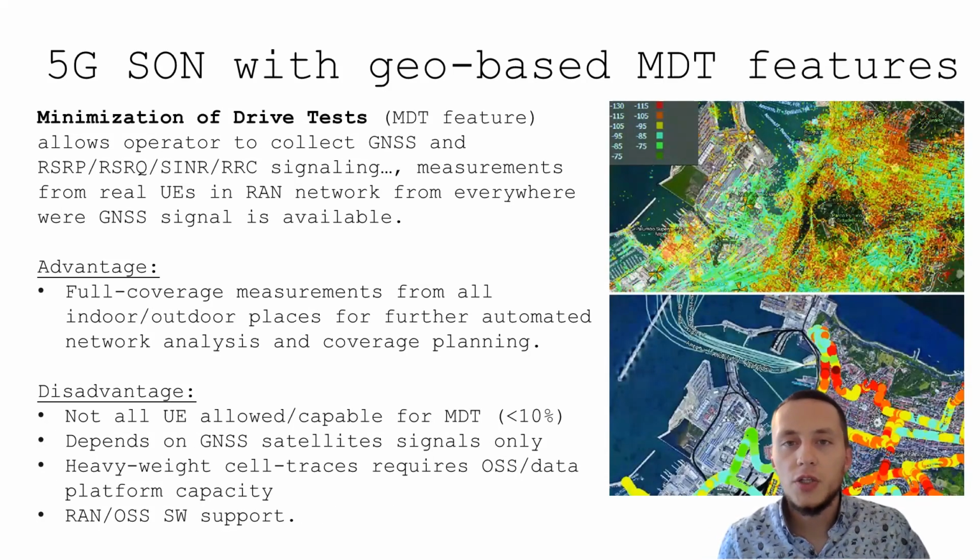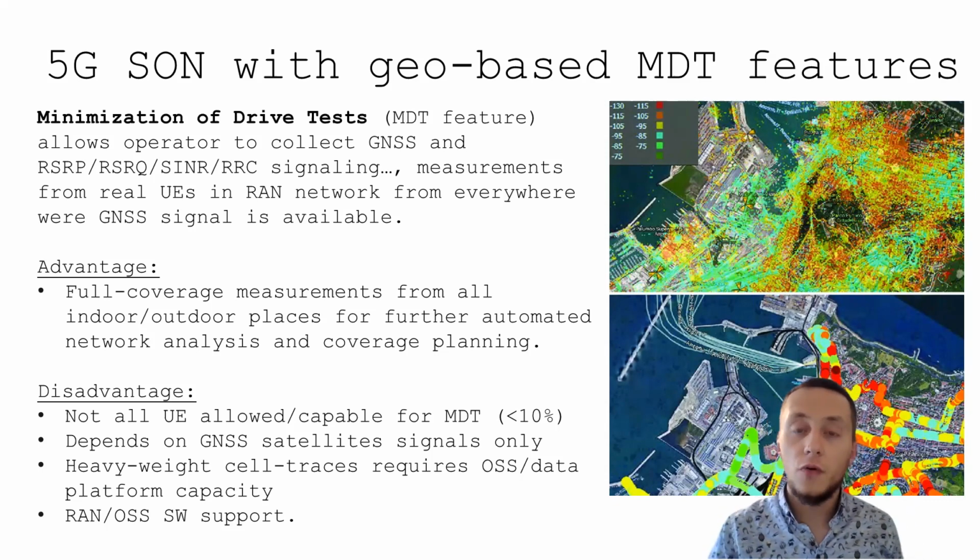Also, I want to briefly touch on the topic of minimization of drive test in 5G. I've already covered the topic in a dedicated video. You can find it here. So, minimization of drive test is a feature of 4G and 5G networks. It allows operators to collect GPS satellite data together with multiple radio metrics, such as SNR level, RSRP, RSRQ, and signaling from real user equipment in the radio access network. Of course, it may give us an advantage because we may collect data from all places where satellite signals are available and use that data for further planning and optimization activities.